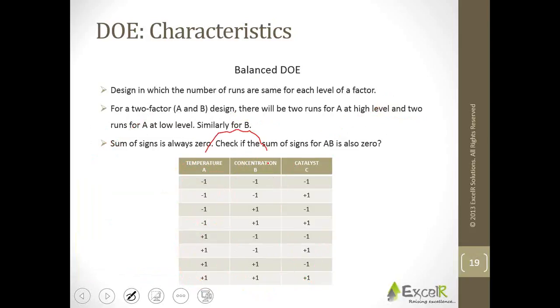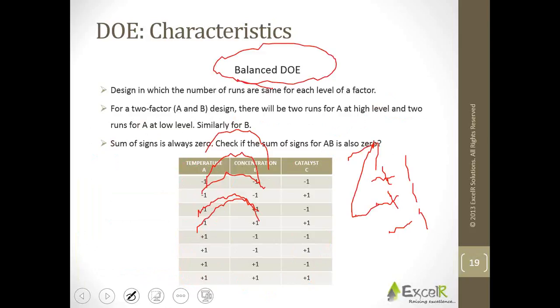Okay, so for AB, -1 and -1 is +1. -1 and +1 would be -1. So you know this, right? Negative and positive would give you negative. Negative, negative would give positive. Positive, positive would anyway be positive. Even if you look at the combined effect, the interaction effect, once you calculate that and sum up the numbers, once again it would be 0. That is what a balanced design of experiments is.